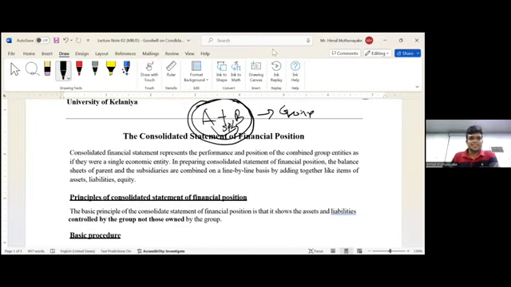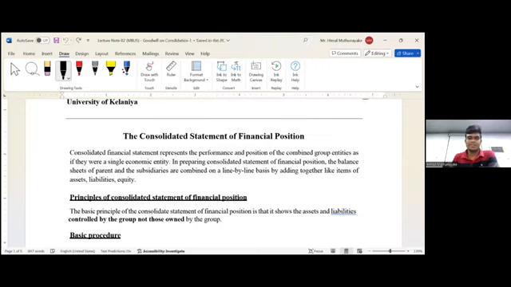Right, so let's start the consolidated statement of financial position. As I mentioned before, I'll start from the very beginning and move towards the tougher situations, because I think some of you have no knowledge about the consolidated statement of financial position. Some of you already have, but mostly, even accounting graduates don't have thorough knowledge about consolidated statements of financial position.